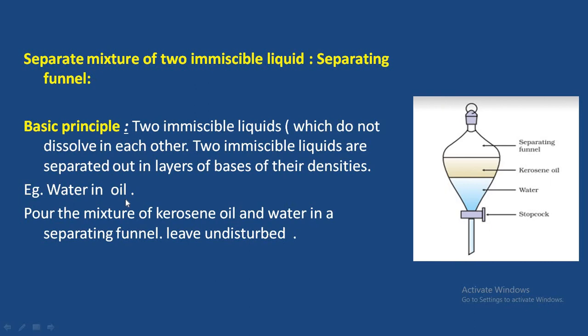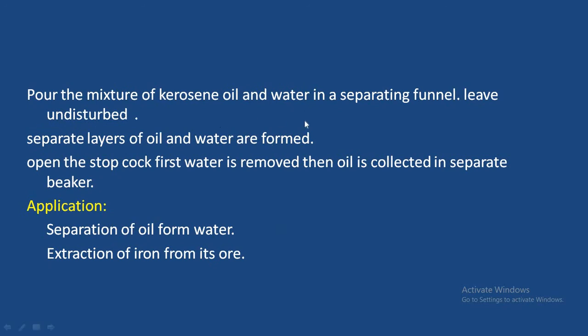Example: water in oil. Pour the mixture of kerosene oil and water into a separating funnel and leave it undisturbed for some time. What happens when we pour this and leave it undisturbed? In the separating funnel, a separate layer of oil and water is formed. There will be a separate layer visible to us. Why? Because they do not mix with each other.